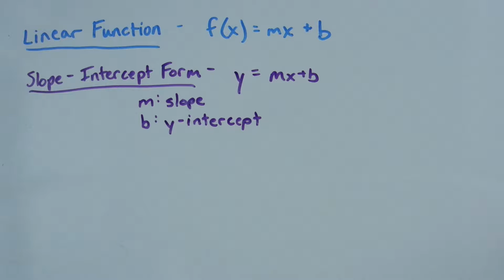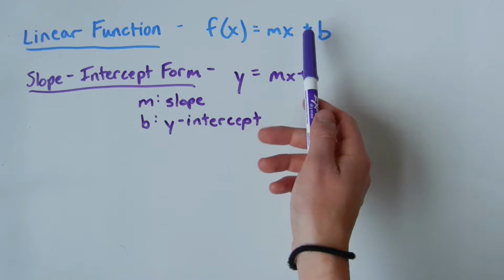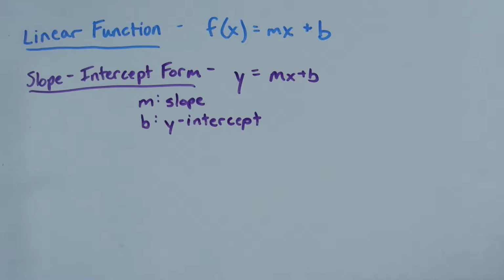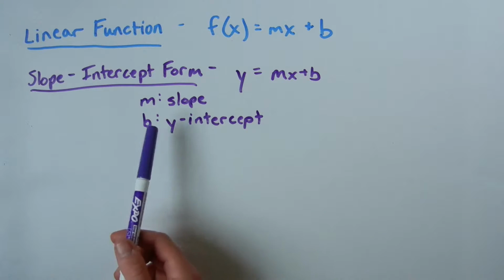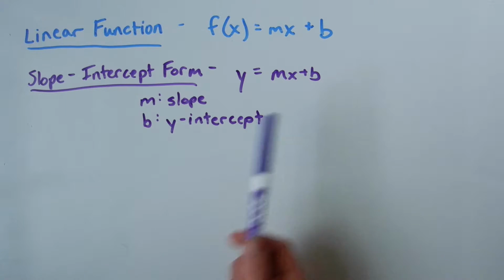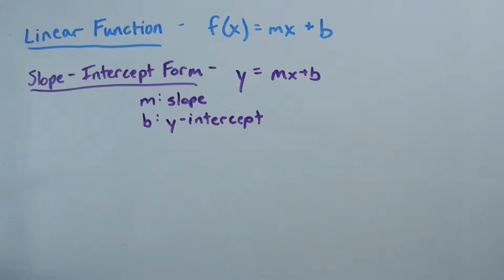So you can see that a linear function is a combination of multiplication and addition, or if the y-intercept was negative, it would be multiplication and subtraction. In the next video, we're going to review slope, but for now, let's go over the y-intercept, and we'll also talk about an x-intercept.